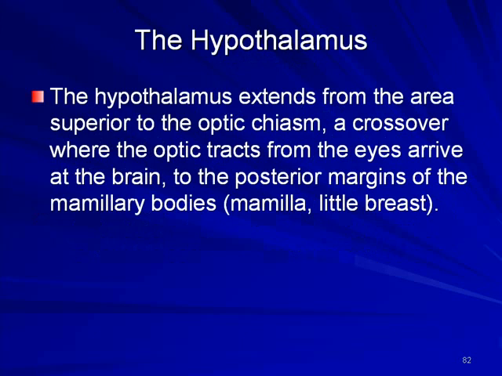The hypothalamus extends from an area superior to the optic chiasm, the crossover where the optic tracts from the eyes arrive to the brain, to the posterior margin of the mammillary bodies. That's where the eye tracts, the optic nerve tracts, will cross. You probably have seen that in a gross anatomy picture.